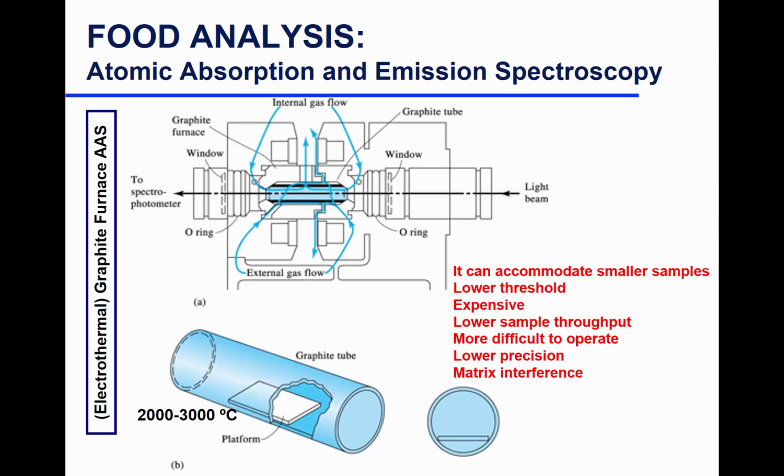However, the difference is it is more expensive and has lower sample throughput, because in atomic absorption with the flame, you put your capillary tube in one sample, you take it out and you put in another sample, and you keep going. So it has very high throughput. Here you have to make sure that you put in a sample every time, and it's going to be hot, so you have to be careful in handling how you put the sample in.